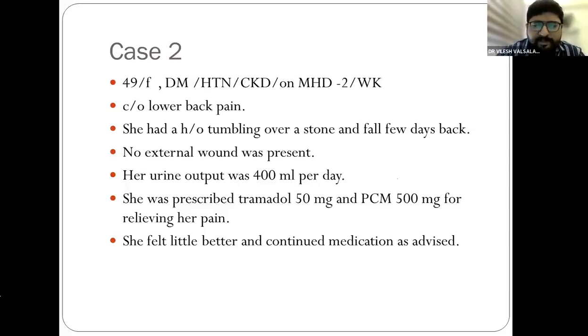The patient was given tramadol 50 milligrams and paracetamol 500 milligrams for relieving her pain. Why was a stronger painkiller not given? Because the patient still had a urine output of 400 ml, so we wanted to preserve the residual urine output. So in that case, we continued with paracetamol and tramadol. Now she felt a little better, and we continued the medication for a week, and the patient continued her dialysis as per schedule.